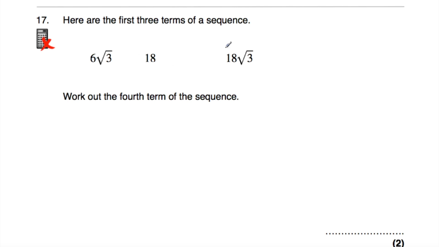So here, if we divide a term by the previous term, we can find the common ratio of what we're multiplying by each time. Now I could do 18 divided by 6 root 3, but I actually think it's going to be easier if I divide the third term by the second term.